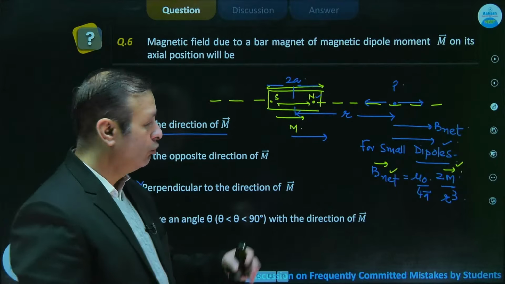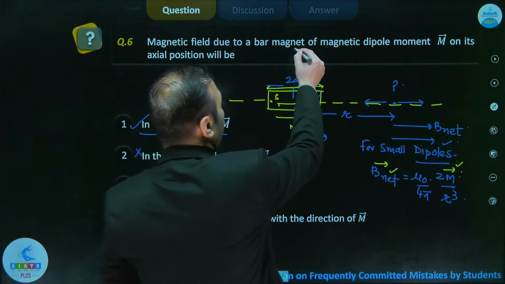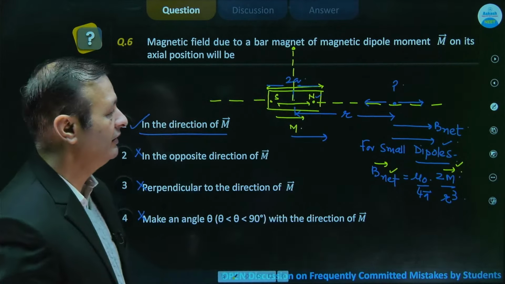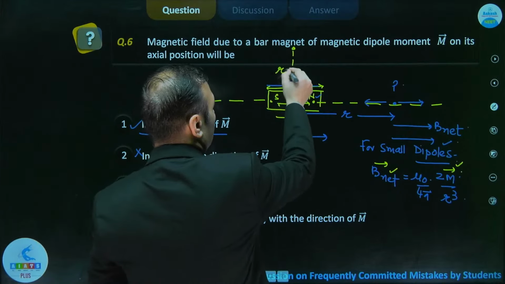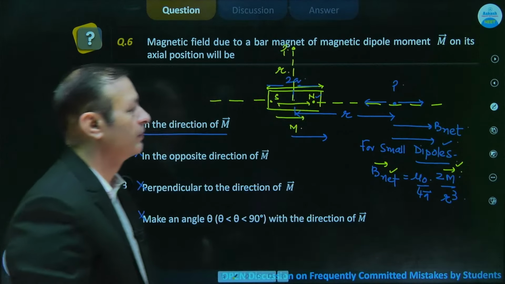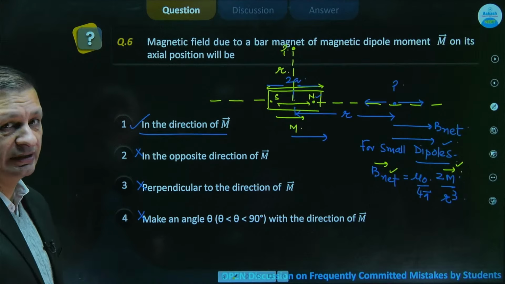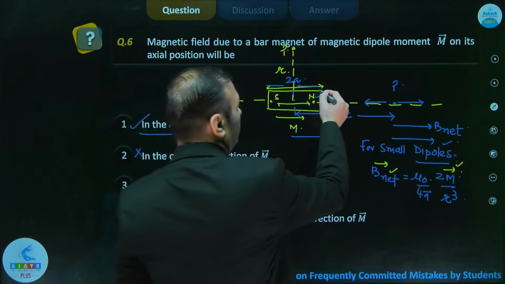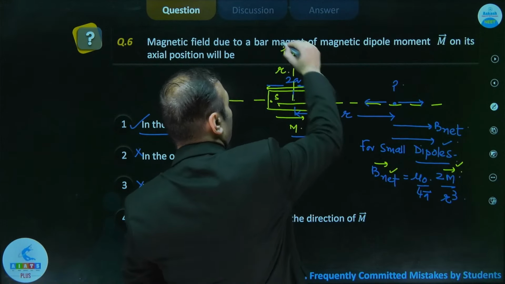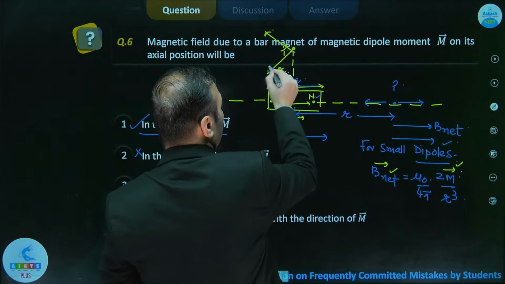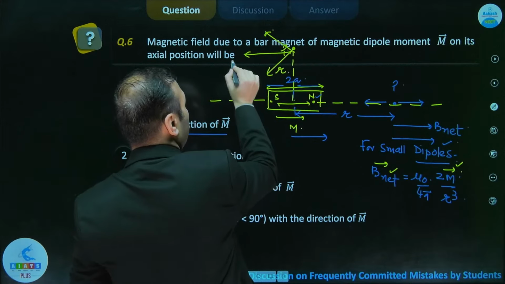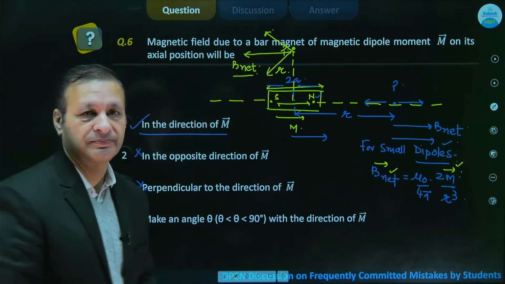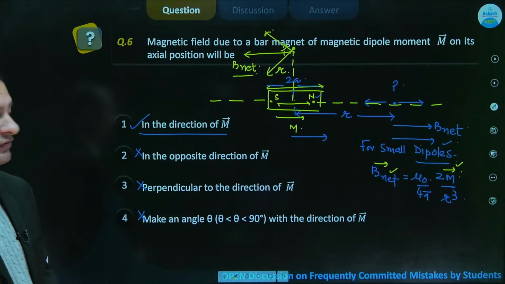Shall I give you something more to it? Had it been a point on its equatorial line, again at a distance. So if you consider a point P on its equatorial line, that is the perpendicular bisector, then for the north pole the field would be like this, for the south pole the field would be like this, and this is the B net. Got it or not? Simple in terms of direction.